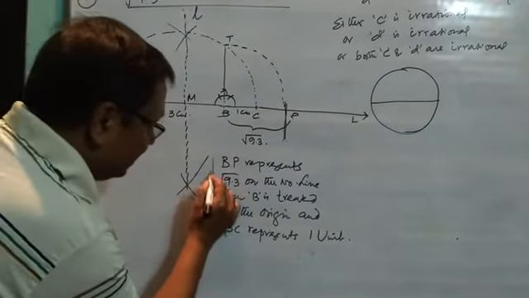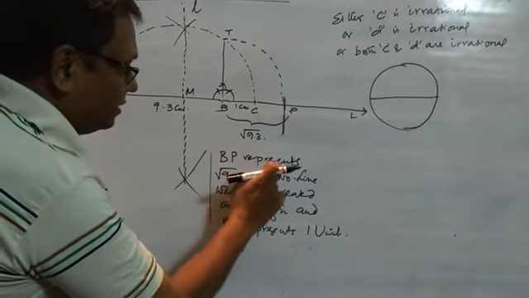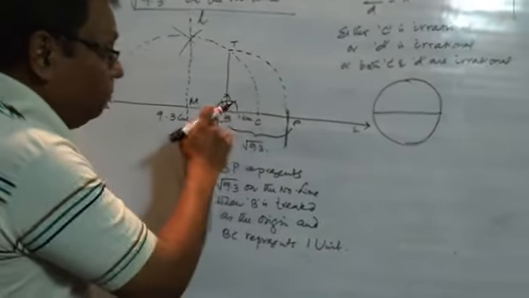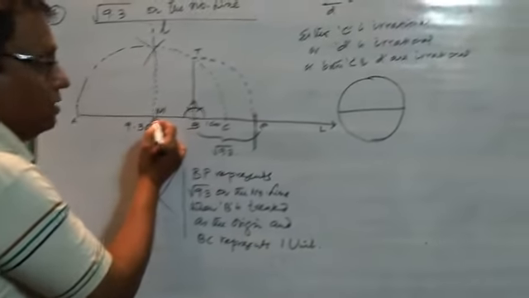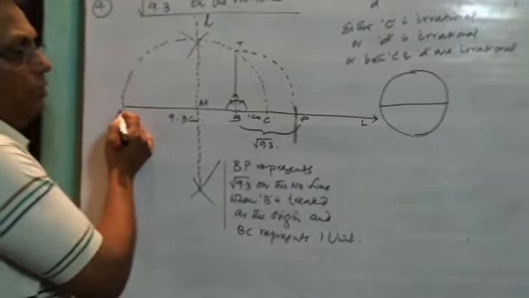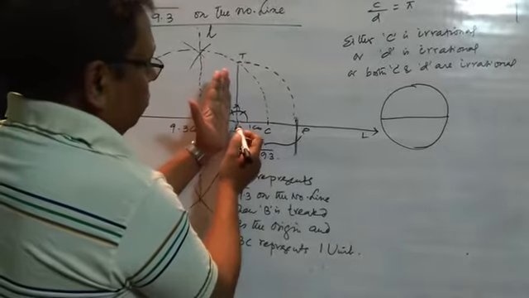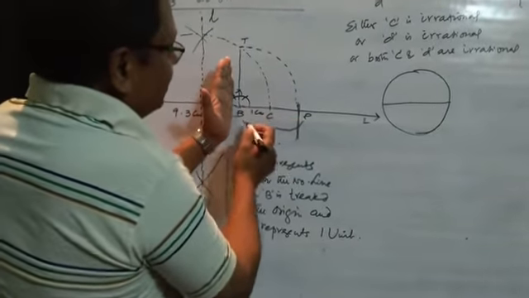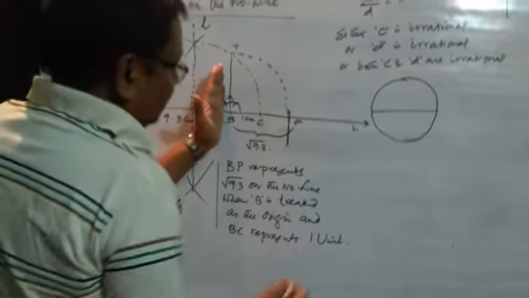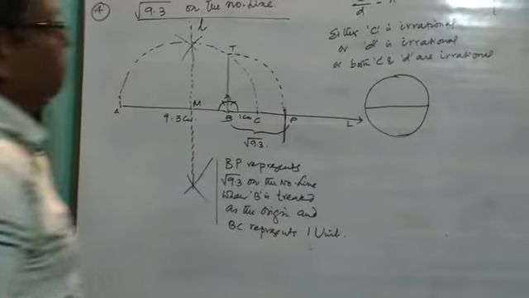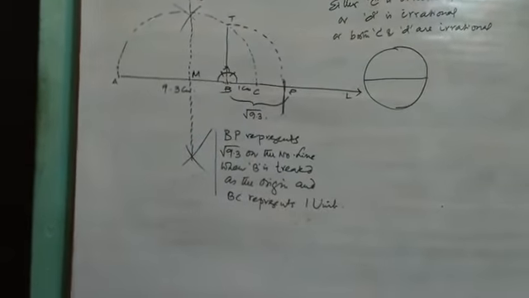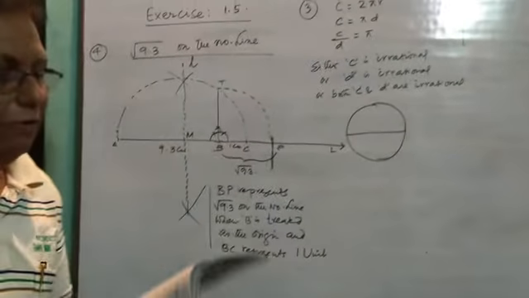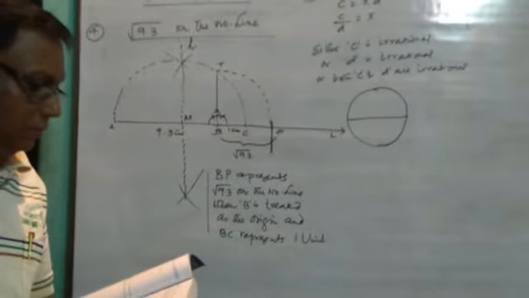You have to write this much. BP represents root 9.3 on the number line when B is treated as the origin. M is not the origin, neither is A the origin. In this case, your origin is B and BC is 1 unit. If it happens, then point P represents root 9.3 on the number line. Students, you can draw it by yourself. I had given you the methods.